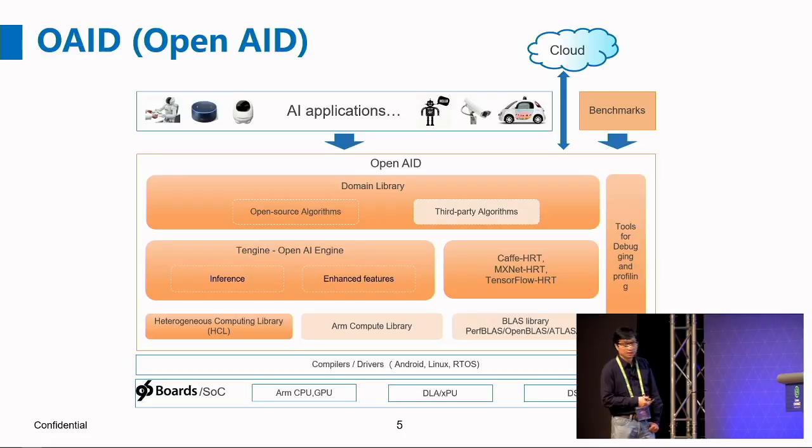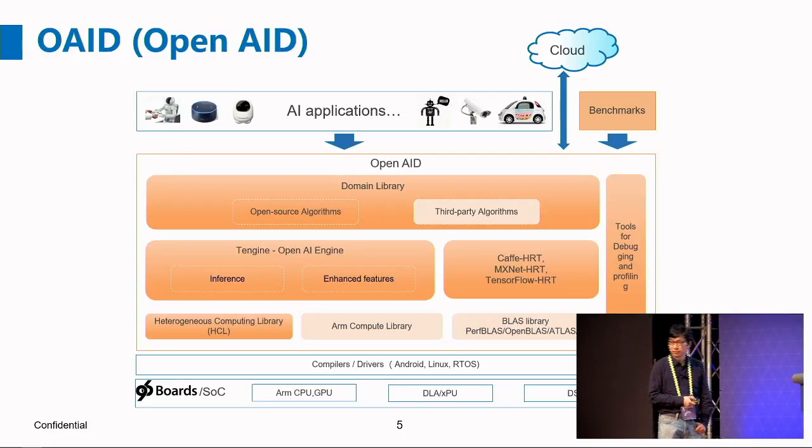For the low layer library, we support general BLAS library, for example, OpenBLAS or PerforBLAS. PerforBLAS is a commercial version of OpenBLAS. ARM computer library, all of them are open sourced.